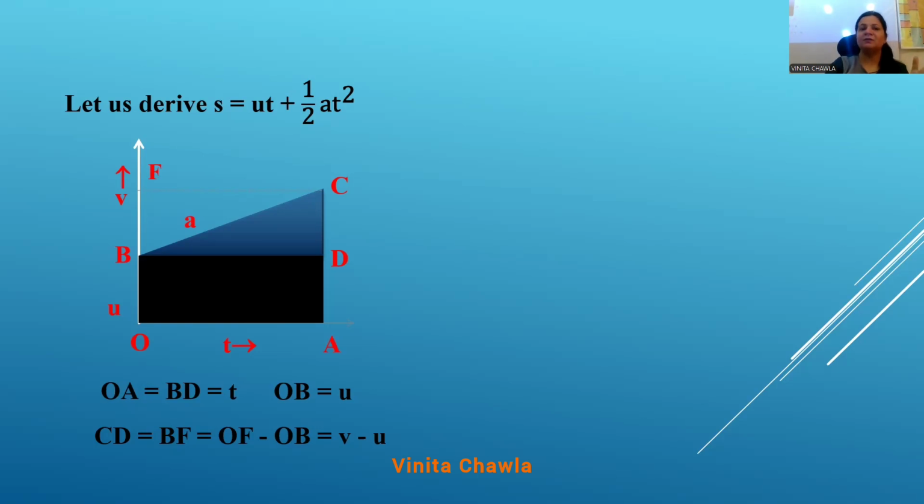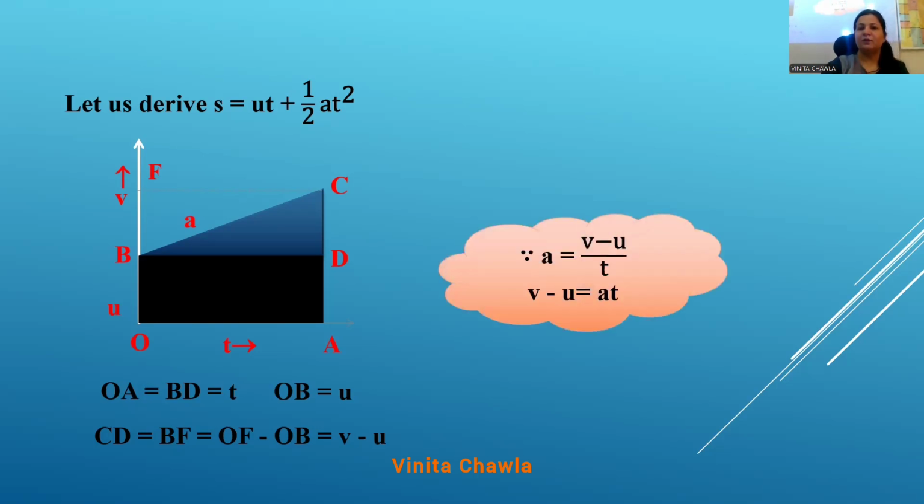And because BF is V minus U, so is CD, because BF and CD are equal in length. So if BF is V minus U, therefore CD is also V minus U. Clear? So because we know that A is V minus U by T, therefore we can write V minus U as AT. In this derivation, we will use this relation: wherever there is V minus U, we will write AT in its place. Okay.